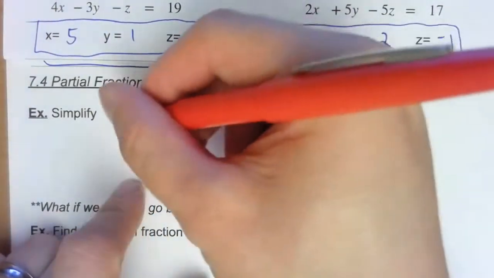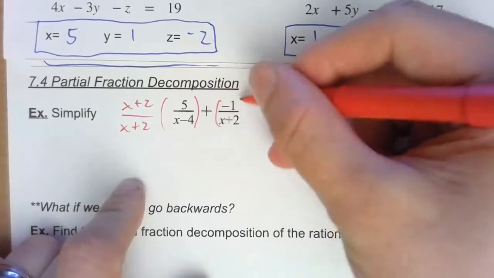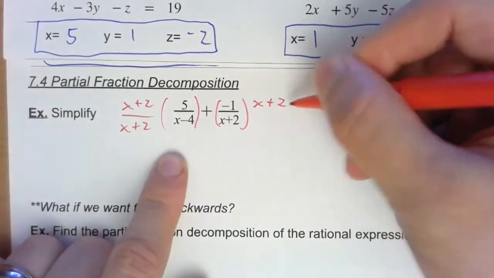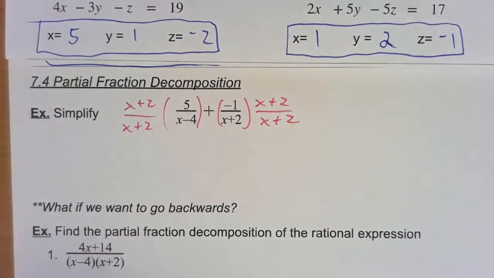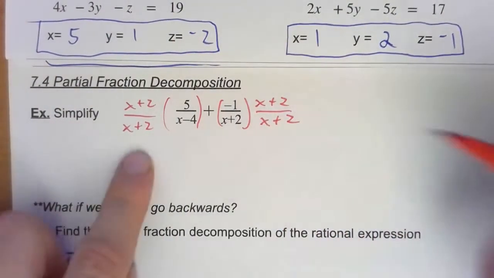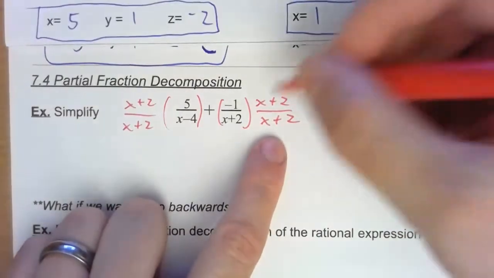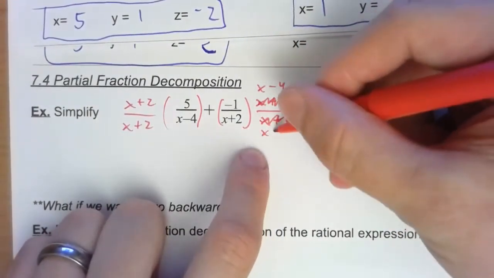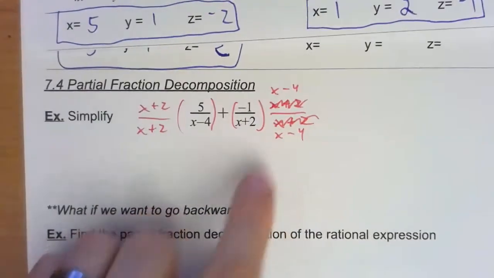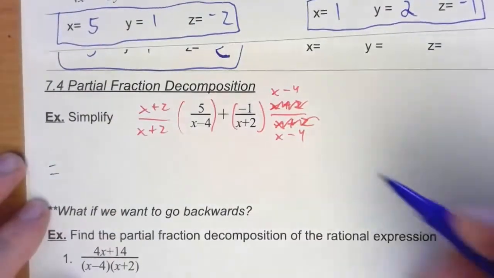We multiply by a funny looking 1. Multiplying by 1 doesn't change things. If it was an equation, I could multiply both sides by whatever I wanted. If it's not an equation, I can only multiply by 1. And let's say I messed up here. That should have been x minus 4. Okay, so we're making our common denominators.